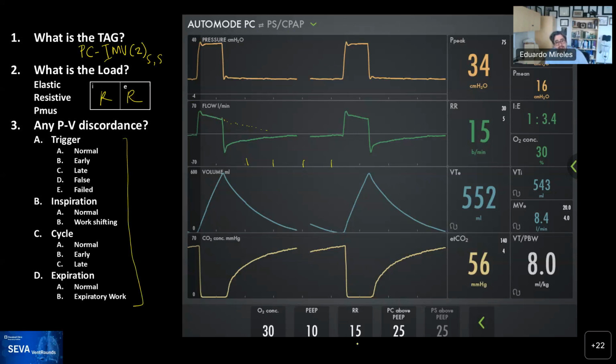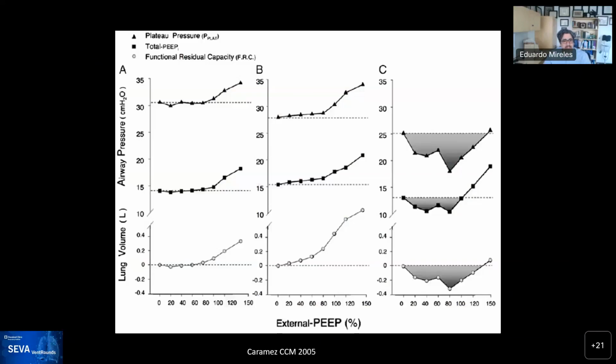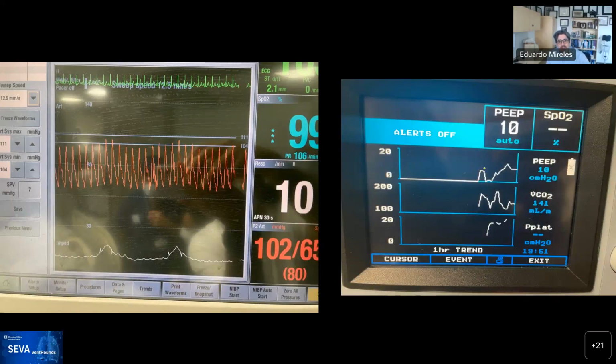So the final message that I had for you is there are some interesting items that we are doing these days. What you have here is the volumetric CO2 being measured, with a machine that is no longer produced but still available out there, which is the NICO. In this case, we place the PEEP here, so you have the ability to customize this screen. You see the PEEP, you see the volumetric CO2, the amount of CO2 exhaled per milliliter, and then the plateau pressure.